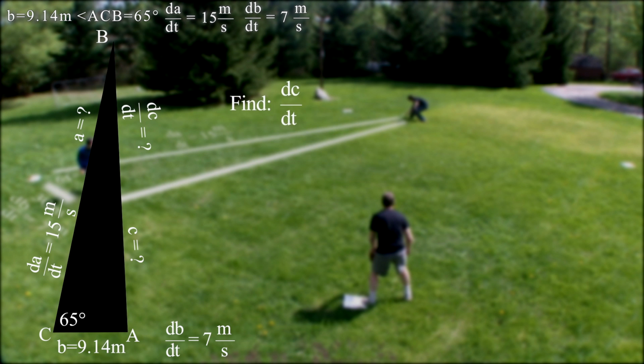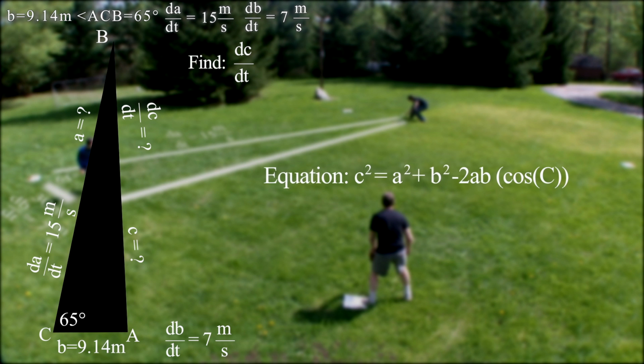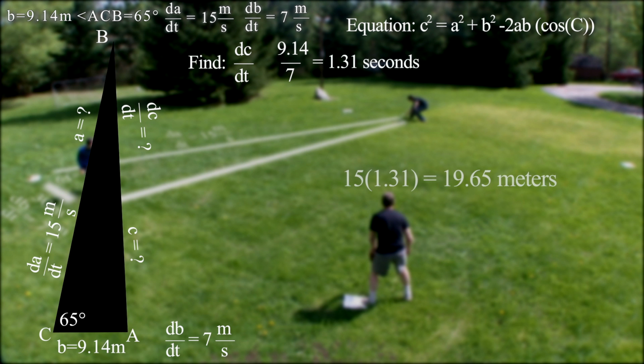To solve this related rates problem, we will use the law of cosines as a basis for determining unknown values. But first, we need to find out how long it takes the runner to go 9.14 meters down the first base line. By dividing 9.14 by 7, we find that it will take him 1.31 seconds to reach this distance. Remembering that the ball is traveling away from home plate at 15 meters per second, we can determine that after 1.31 seconds, the ball is 19.65 meters away from home plate.